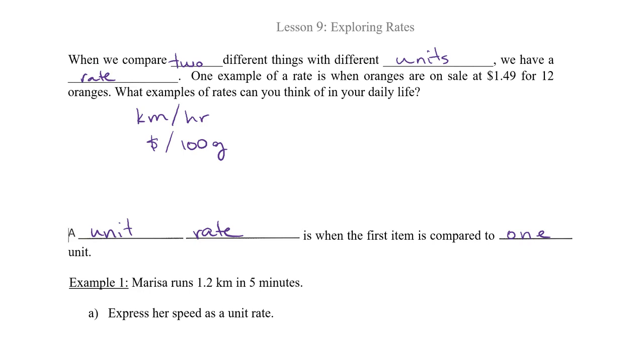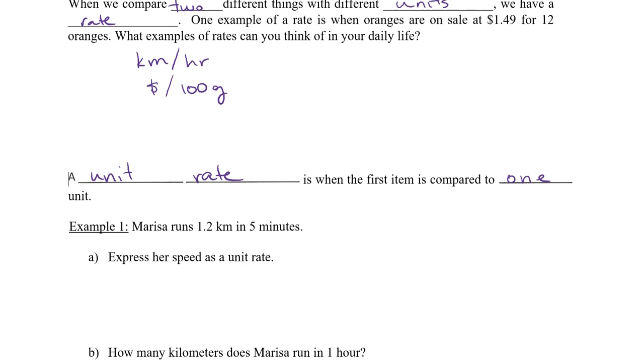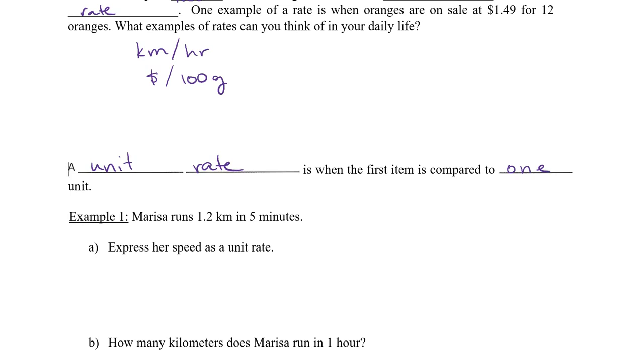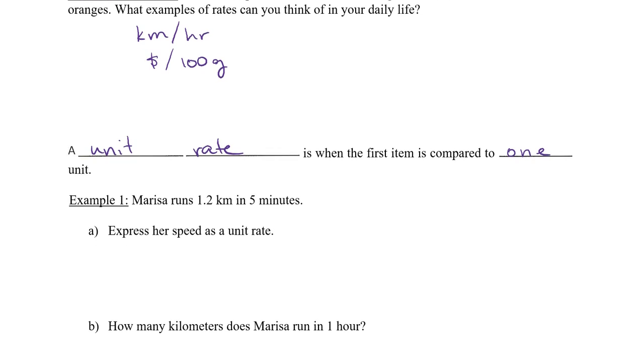Okay, so here we've got example 1. Marissa runs 1.2 kilometers in 5 minutes. Express her speed as a unit rate. So we've got 1.2 kilometers per 5 minutes equals how many kilometers in 1 minute, because we usually want to know how many kilometers per minute.